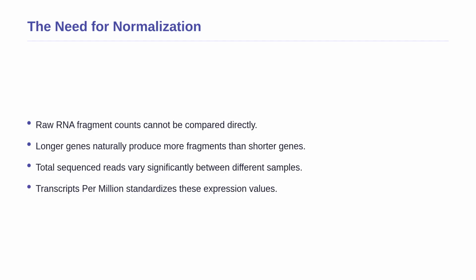So, we know we need to count these RNA fragments, but we face a major mathematical challenge. To compare gene activity, we cannot just count the raw number of RNA fragments, known as reads. Why? Because longer genes will naturally produce more fragments than shorter genes, even if they have the exact same activity level. Furthermore, we have to account for the total number of reads sequenced in the entire experiment, which can vary wildly between samples. To solve this problem and make fair comparisons, computational biologists use a brilliant normalization metric called transcripts per million.